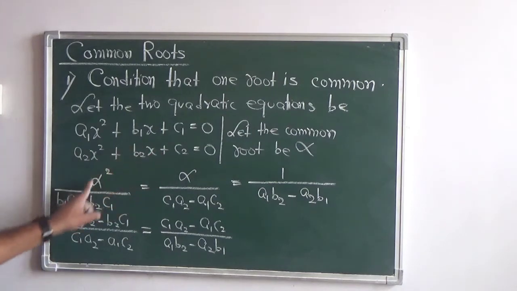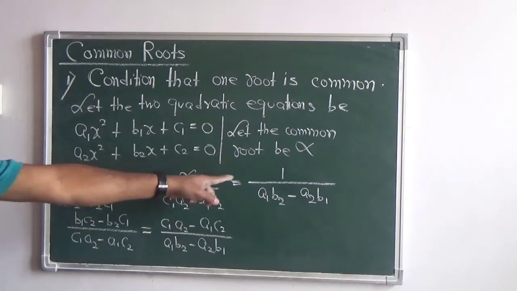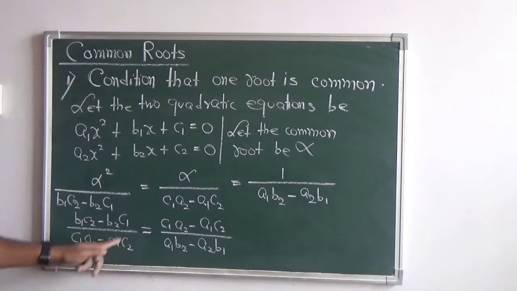From these two, alpha is coming out to be this one, and from the second and third, alpha is coming out to be this, so both are the same. So this is the condition for one root of the two given equations to be common. So if alpha is the common root, then the condition will be b1c2 minus b2c1 by c1a2 minus a1c2 equals c1a2 minus a1c2 by a1b2 minus a2b1. This is the particular case which you have to remember, and utilize in order to solve the problem. So this is case one, when one of the roots is common.